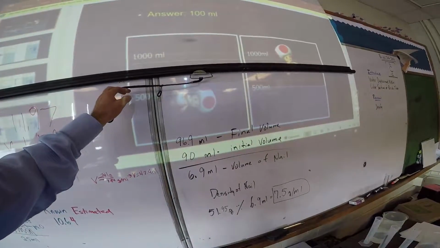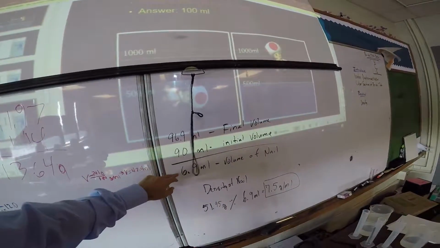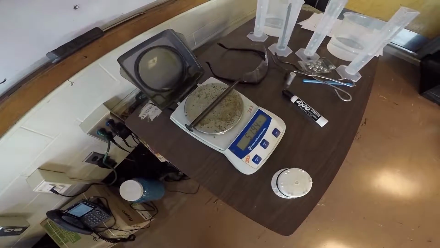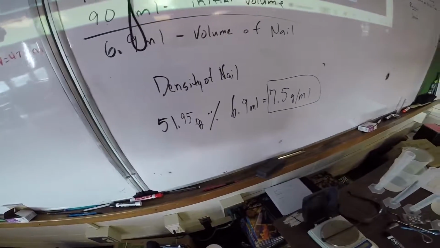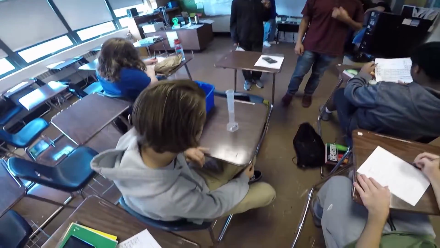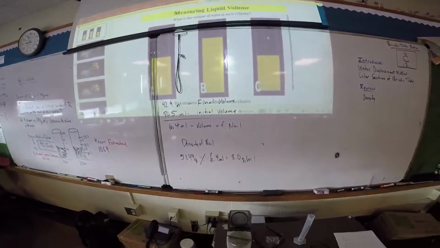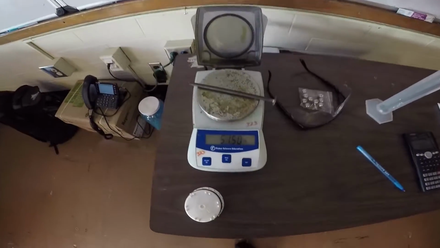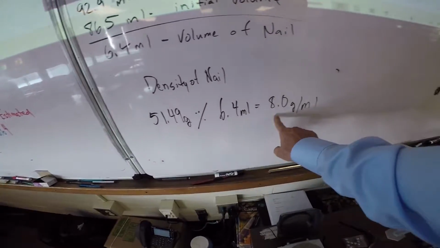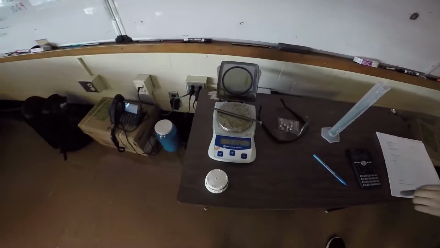Volume is the water displacement minus the initial. So you take the mass from the balance, 51.9495, divided by your volume, gives you your density of 7.5. The mass and volume. The water displacement method is to determine the density of the nail. So you need to determine the mass, 51, divided by the volume, 6.4, you get a density of 8.0 grams per milliliter.